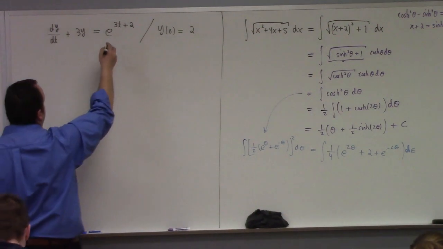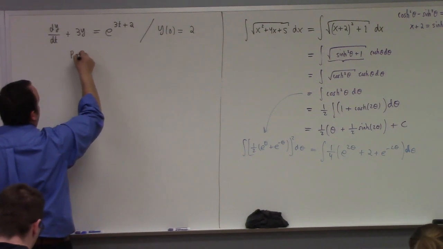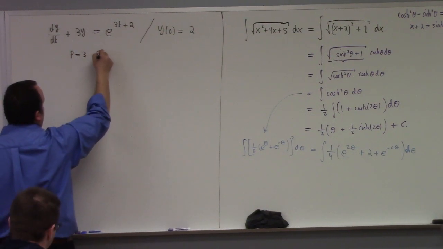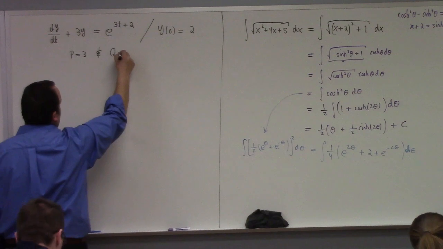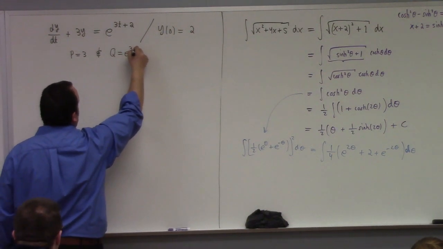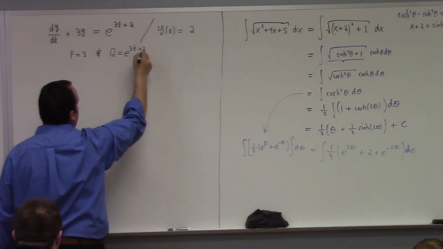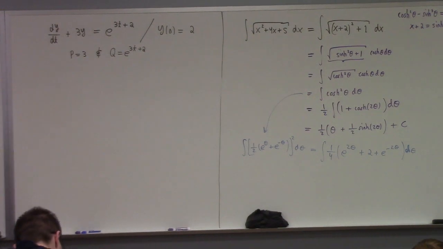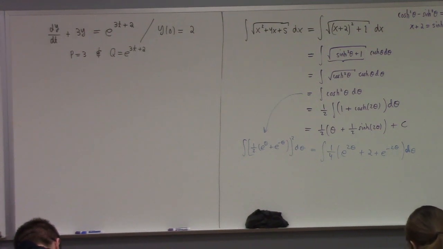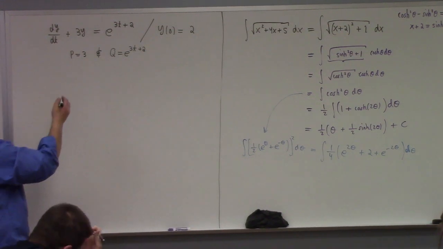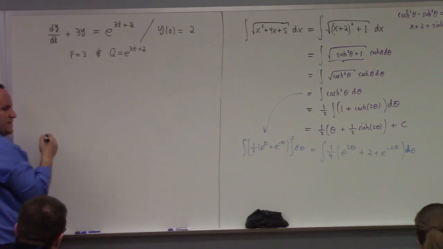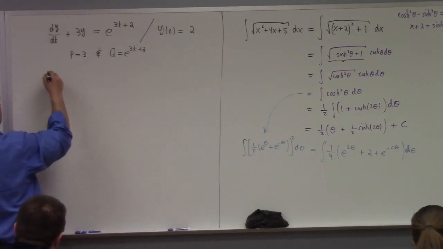So first of all, we need to identify here P equals 3 and Q equals e to the 3t. Now, I say we need to identify Q, but that's not really true. It doesn't matter that you identify Q. What's critical is that you write it in standard form and you make a correct identification of the P, because P is what we use to form the integrating factor, right?